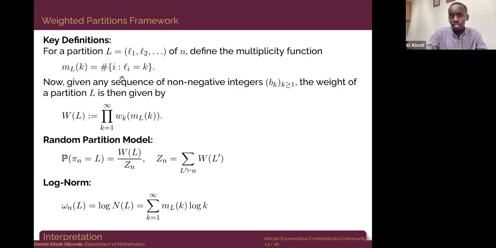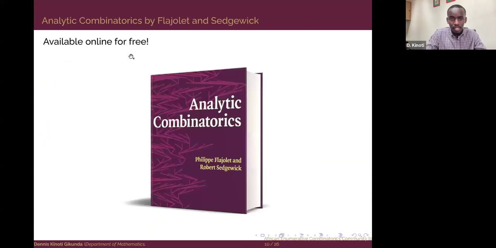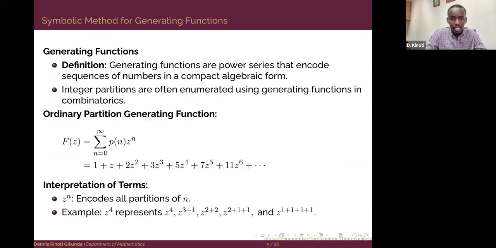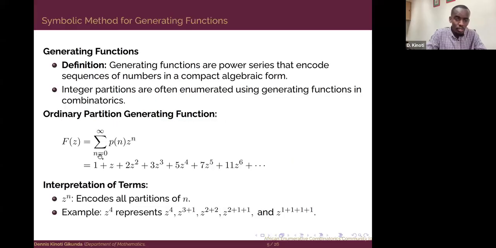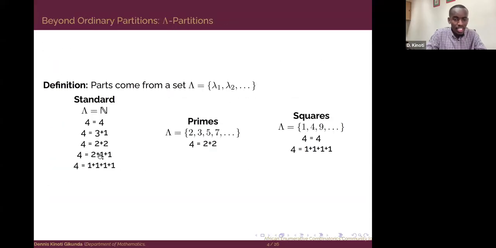For weighted partitions, we have a partition of n given by L, and then we define the multiplicity. Multiplicity is the number of times that term appears. For example, if you look at this one, the multiplicity of 2 here is 2, it appears twice. The multiplicity of 2 here is 1. The multiplicity of 1 is 2. The multiplicity of 1 here is 4.